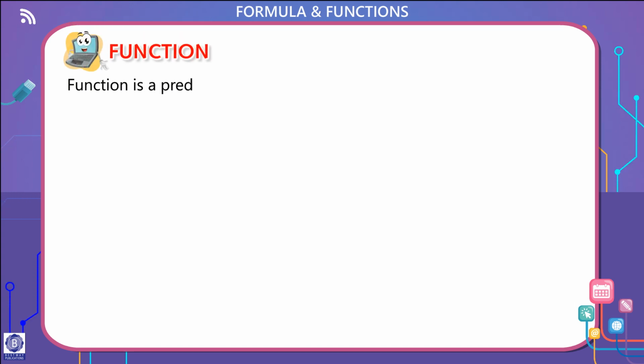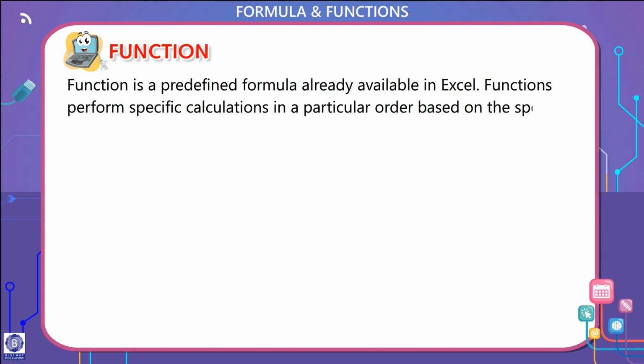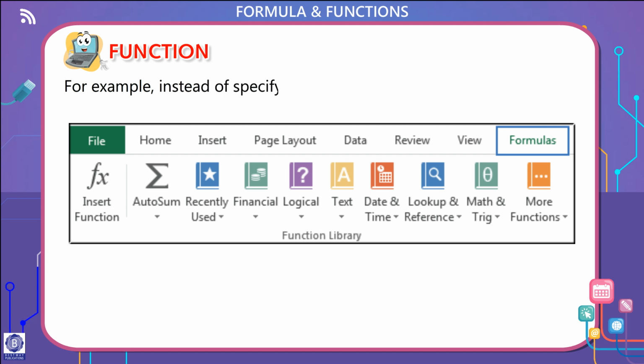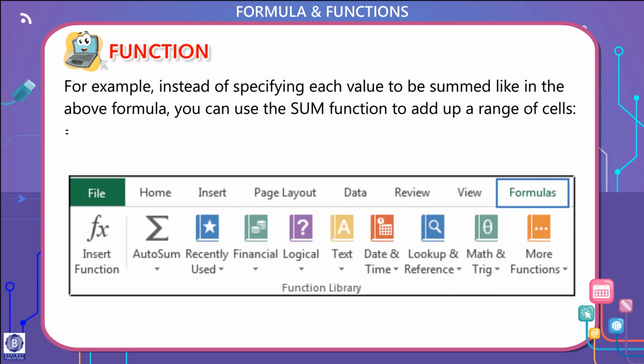Function. A function is a predefined formula already available in Excel. Functions perform specific calculations in a particular order based on the specified values called arguments or parameters. For example, instead of specifying each value to be summed like in the above formula, you can use the SUM function to add up a range of cells: =SUM(A2:A4).